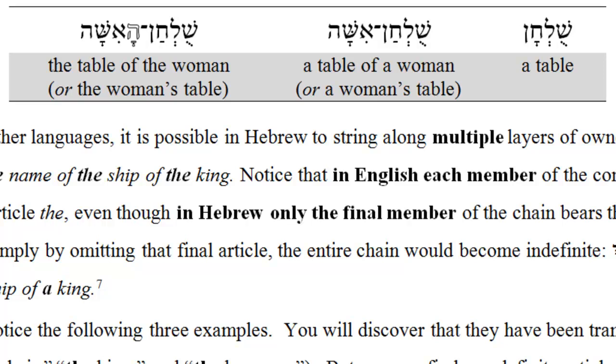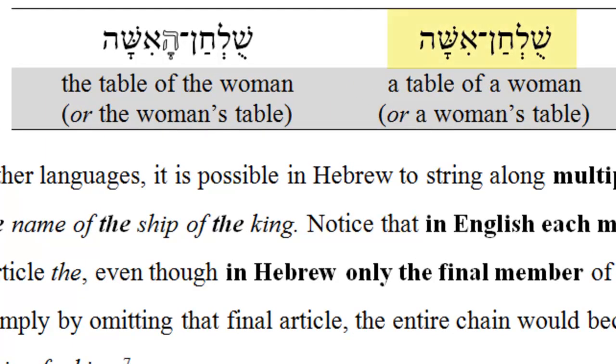The nun remains. So then, to say a table of a woman is expressed shulchan isha. Notice the patach as the last vowel of shulchan. Shulchan isha. If you wish to make it definite, simply place an article at the front of the last word. Shulchan ha'isha. The table of the woman.